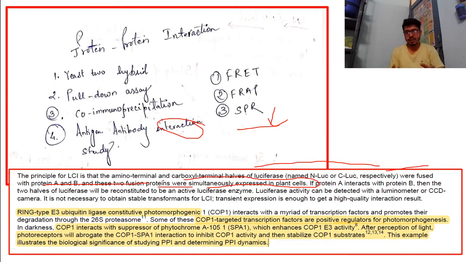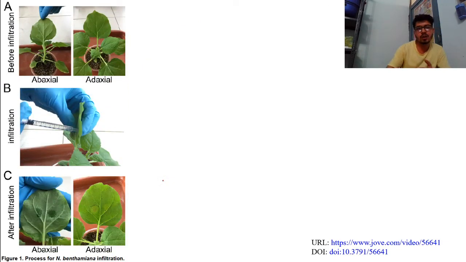here ubiquitination, I have already explained to you how ubiquitination is really very important for degrading any protein. Okay, so first of all we want to study LCI assay. So what you will do, infiltration is really very important, to try to understand how infiltration is done. Okay, so this is the abaxial surface and this is the adaxial surface. So you will infiltrate from the back side always, we do infiltration from the back side so that it can move easily, so that it can express transiently.